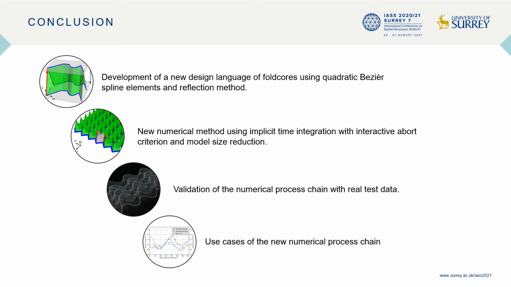Last, we show 2 use cases. The first one was the characterization of a Miura-Ori unit cell in 1-degree steps under shear loading. And the second one was the achievement of a specific anisotropic ratio for the shear modulus. So the numerical process chain shown to you today gives us a very helpful tool to characterize and design foldcores for specific engineering applications. And we get a base knowledge about the mechanical behavior under shear for different foldcores.